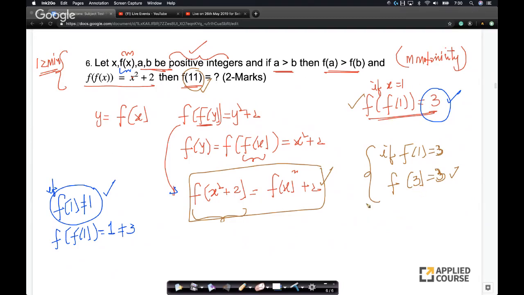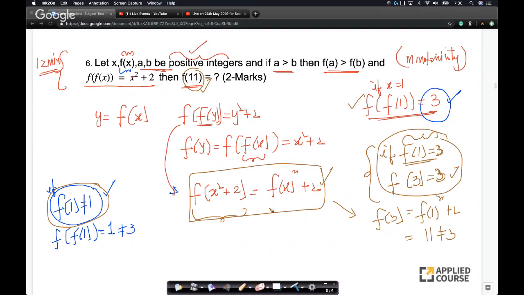But here is a problem. If x equals 1 here, what happens? This becomes f of 3. From this equation, I'll get f of 3 as f of 1 squared plus 2. I assumed that f of 1 equals 3, so this becomes 11, which is not equal to 3, which means f of 1 cannot be equal to 3 also. See, f of 1 cannot be equal to 1. It cannot be equal to 3.